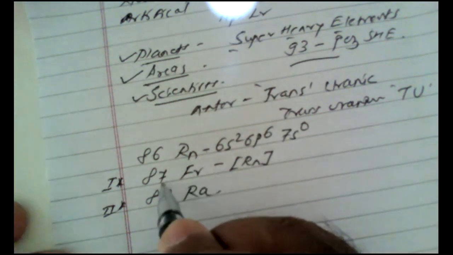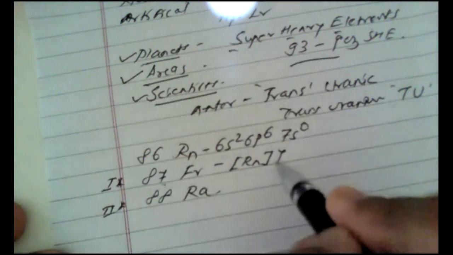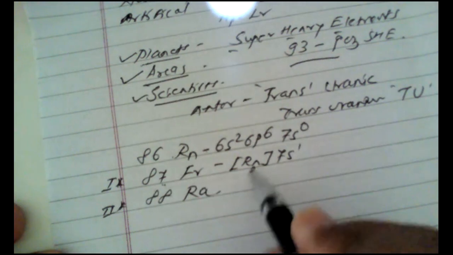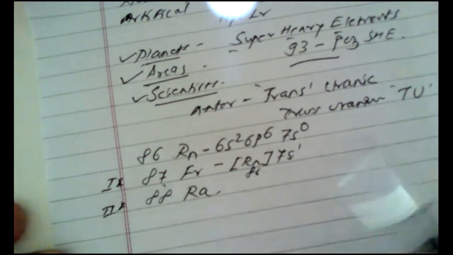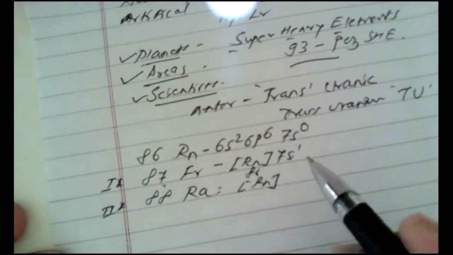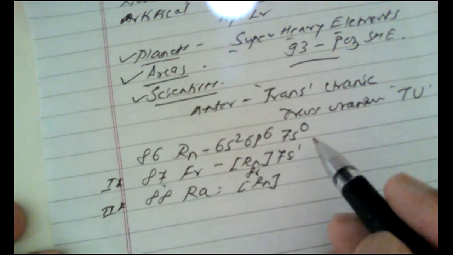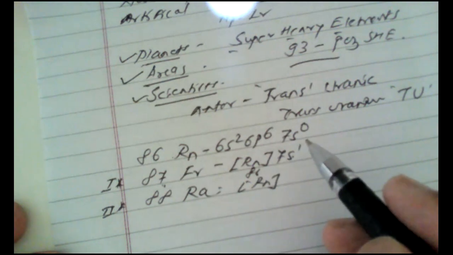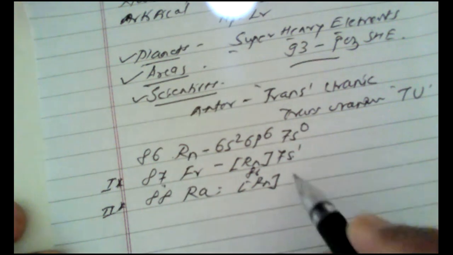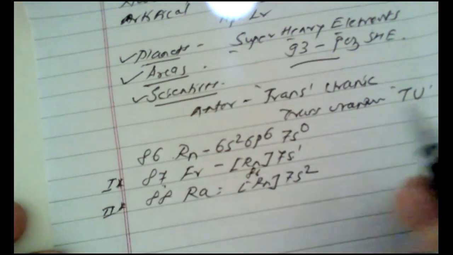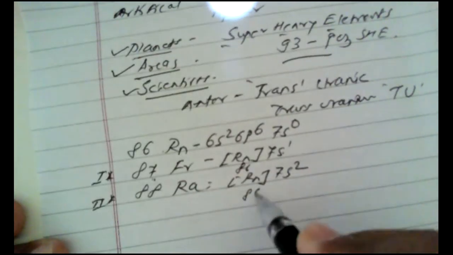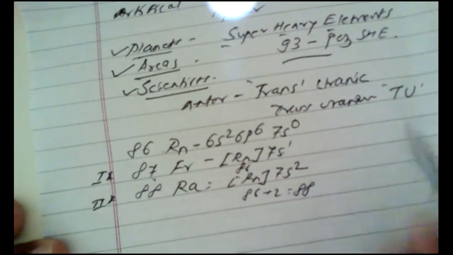So we have to add only one electron to the radon configuration, so we can write directly 7s1. This is 86 plus 1 is 87. Similarly, we can write the electronic configuration for radium. Don't confuse radon and radium. Radon is an inert gas element, while radium is an alkaline earth metal, a second A group element, having the electronic configuration radon 7s2. So 86 plus 2 is 88.